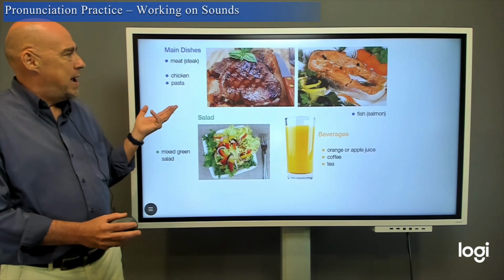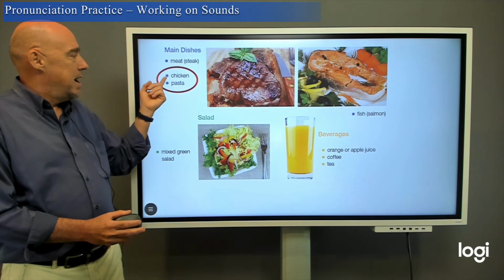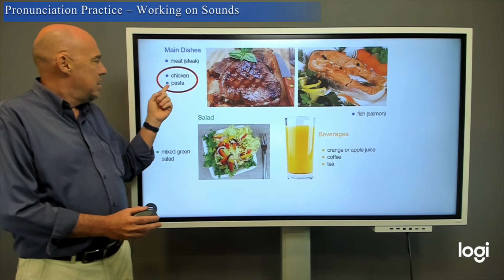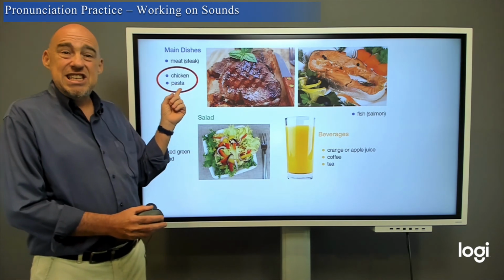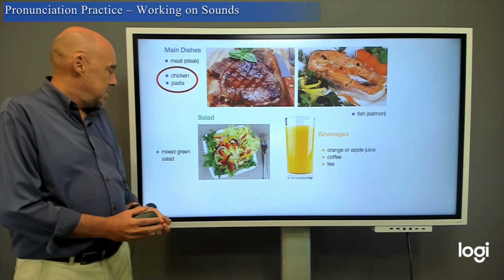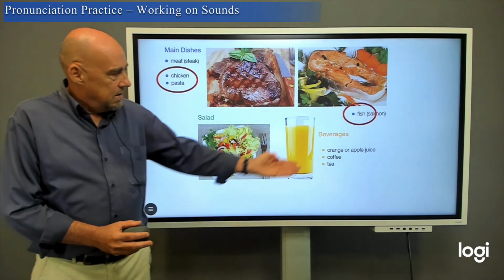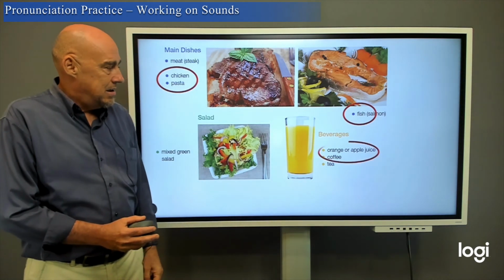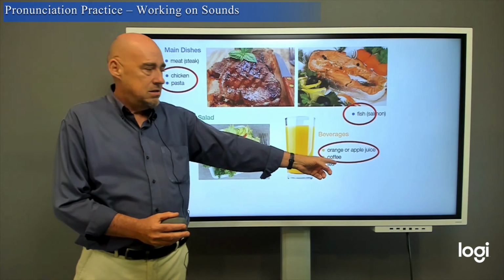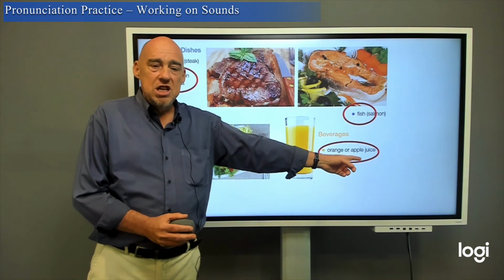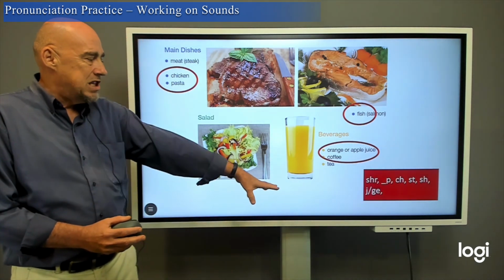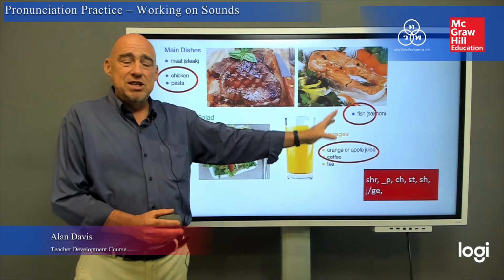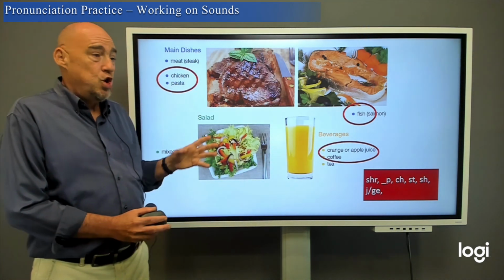And then I look at my next page. What's difficult here? The ch is a difficult sound for Thai students, and also the st sound in pasta. Fish, I have the sh sound here again. And then I have the j, orange, apple, j. So all of these sounds I'm adding to my list. These are the sounds that my students are going to have problems with in this unit.